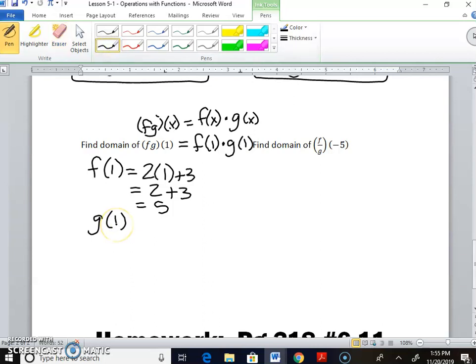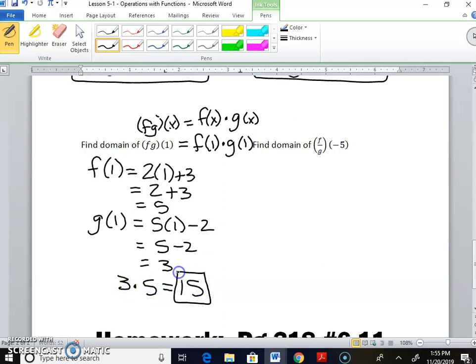And g of 1 is going to be 5 times 1 minus 2. So that's going to be 5 minus 2, and that equals 3. So my answer is just 3 times 5. 15 would be my answer for that problem up there.